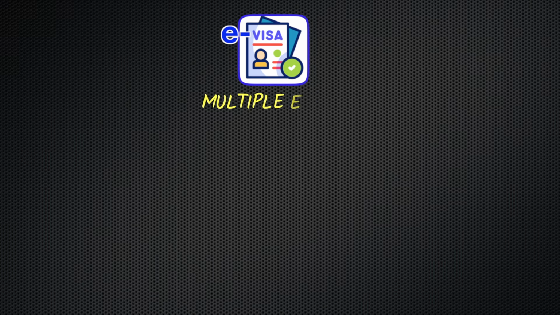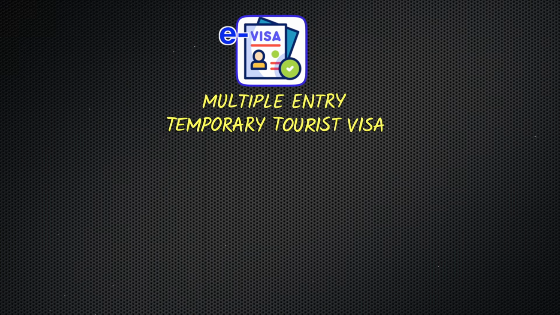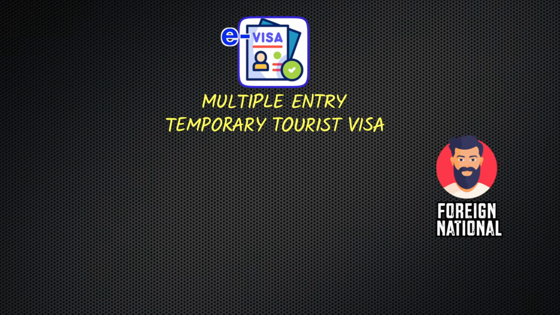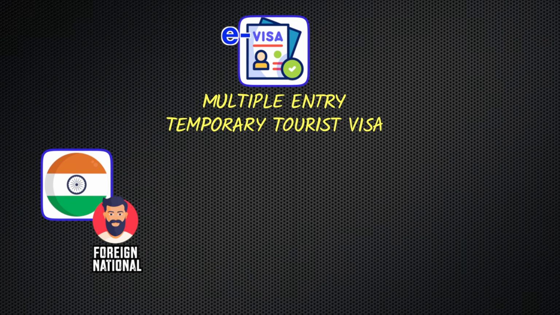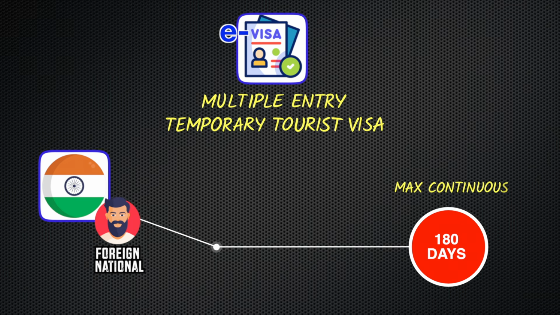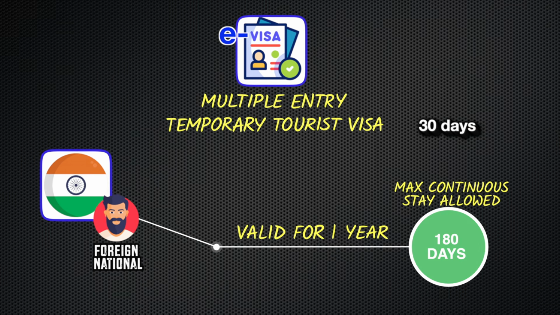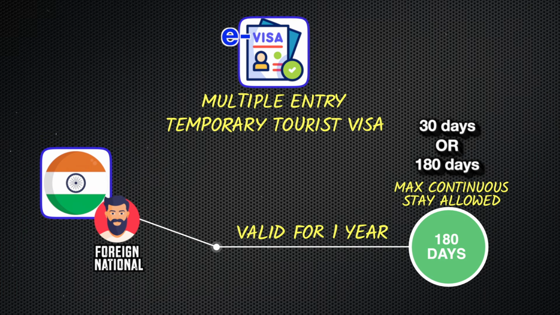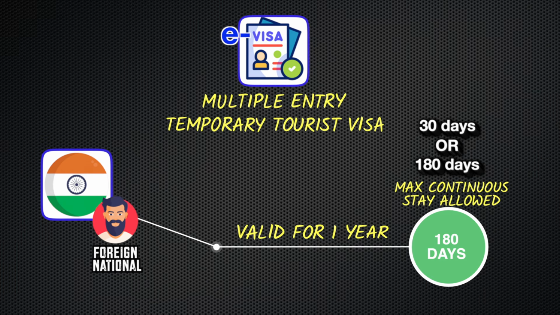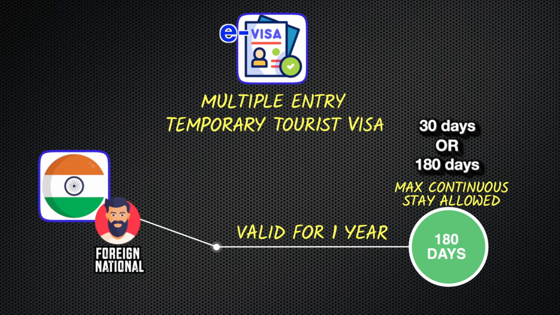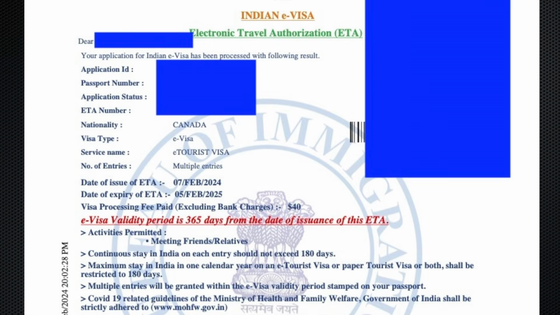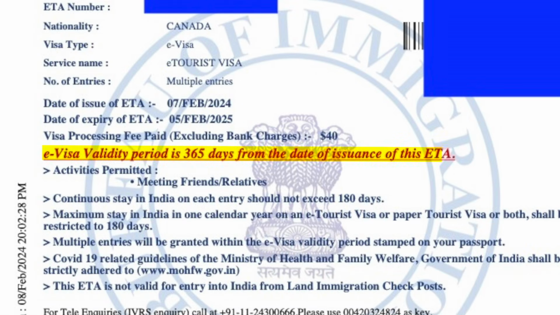So just a basic refresher on e-visa first before we get into that. See, an e-visa is a multiple entry temporary tourist visa that allows a foreign national to travel to and stay in India for a maximum of 180 days in a 1 year period. This authorized stay period could be 30 days or 180 days depending on what you applied for when you did your e-visa application online. This is my son's e-visa, and as you can see, it's valid for 1 year.